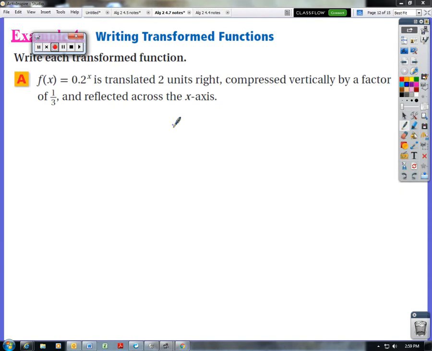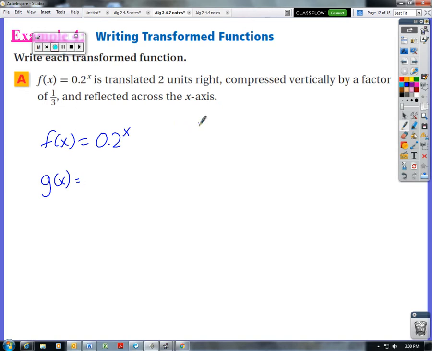So on this first one, we've got our parent function 0.2 to the x, and first of all, it's translated 2 units right. Because f of x is our first one, we need to label our transformed function something else. So I'm going to do g of x. And also, you can do this in steps. So we're going to translate it 2 units to the right.